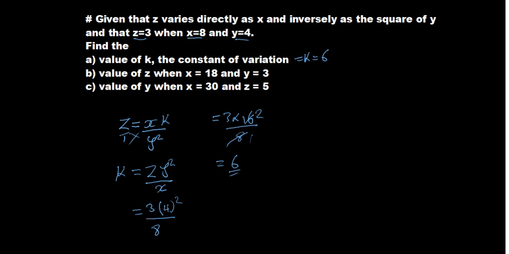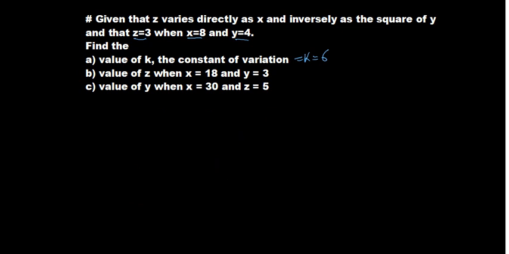So that's how you get the constant of variation. Now we go to the next step, and it's very important that we find the correct figure for the constant of variation, because it's going to affect all the calculations that we are going to perform from now on, which is from b and c. We still know that z is equal to k multiplied by x divided by y squared.